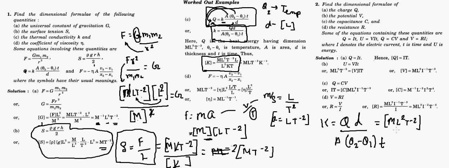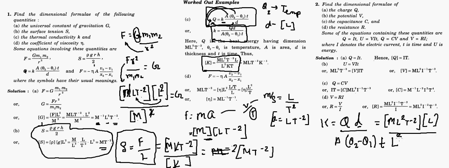So overall I get MLT^-2. Then I need to multiply by thickness. This is the thickness here. Thickness is nothing but the length, so let L represent it. What about the area? The area will be L squared.